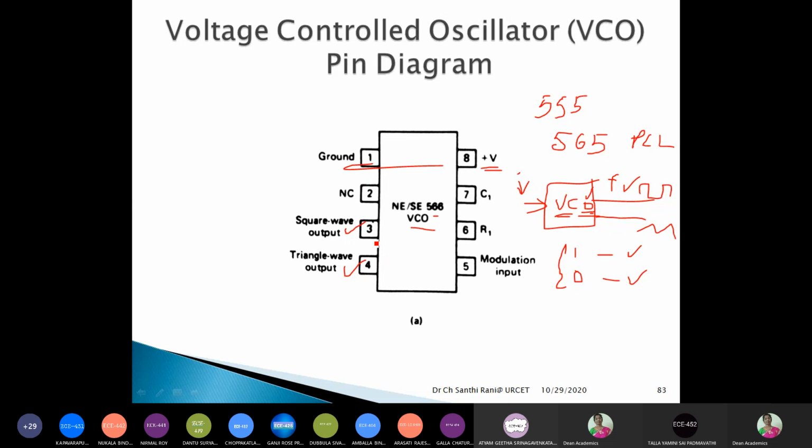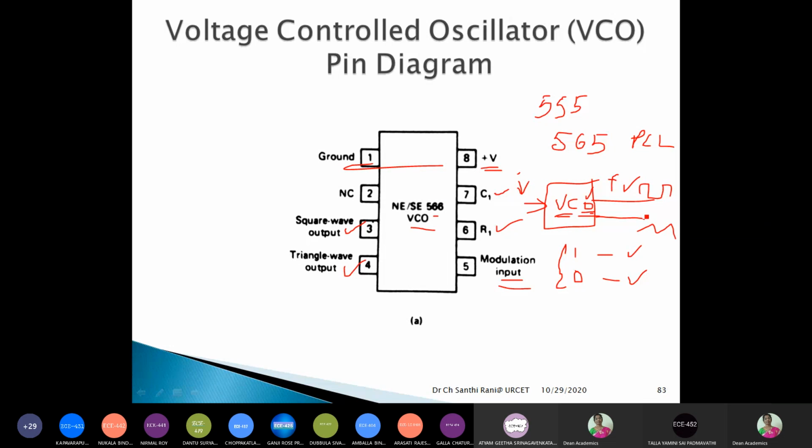So the left side pin numbers are over, right? And then on the right side you see the control voltage. The input to this VCO is applied at pin number 5. So pin number 5 is the input pin, that is the modulation input or control voltage, whatever you say. Then the only two other pins are pin number 7 and 6, where you have to connect externally one resistor R1 and one capacitor C1. So this is the pin diagram of this VCO.